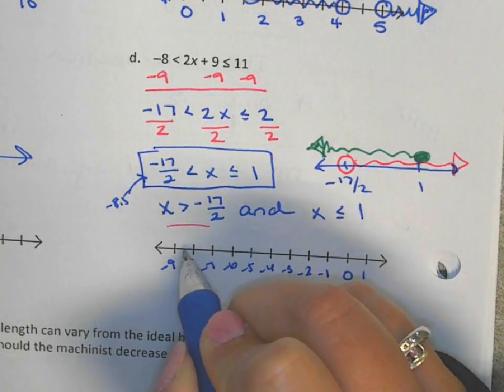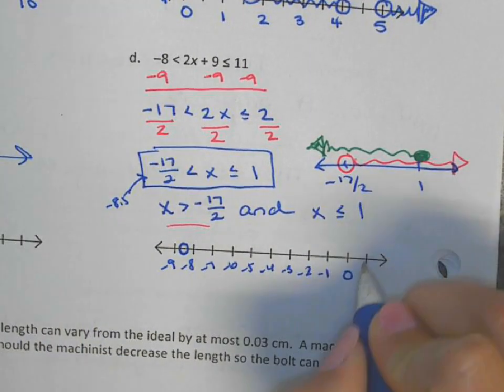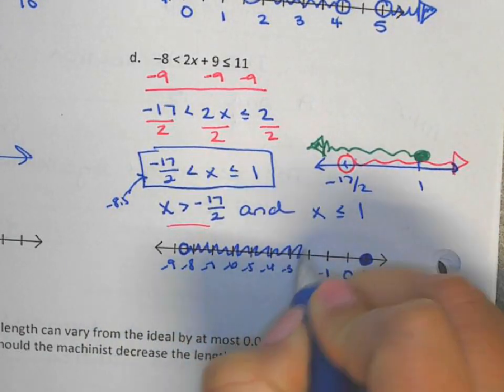So here, we'll have an open circle at negative 8.5. We're going to have a closed circle at 1, and it's shaded in between those two values.